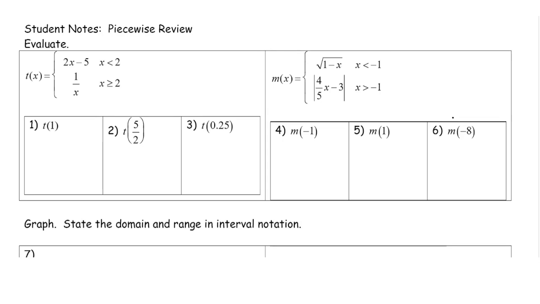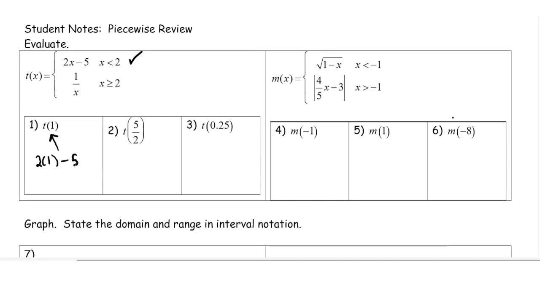We have the piecewise function t of x. In the first case here, we want t of 1. So what we need to do is look at the rule and see where 1 fits in the domain. In this case, 1 is less than 2, so we're going to use the top part of the rule to evaluate. We would plug in 1 for x, and we would get 2 times 1 minus 5, so we would get negative 3 as our answer.